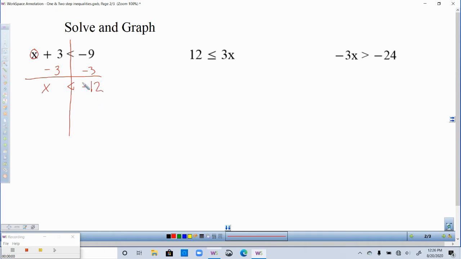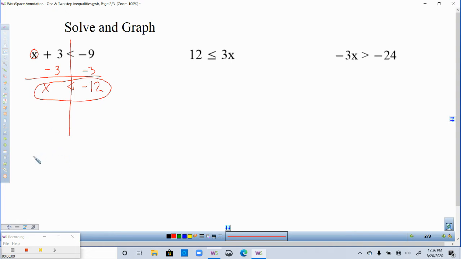Now I get some kids that say, oh, that's a negative number, I'm going to flip this. No. The question is did we ever multiply or divide by a negative? And we did not. We subtracted 3, but we didn't multiply or divide by a negative. And so nothing flips, and this is your answer right here. X is less than -12.